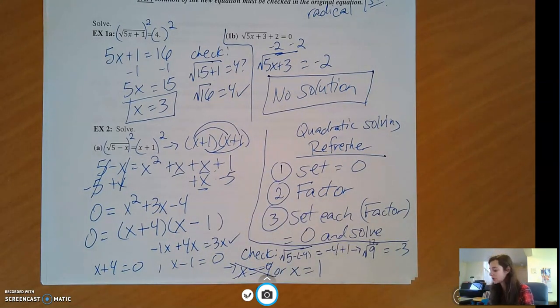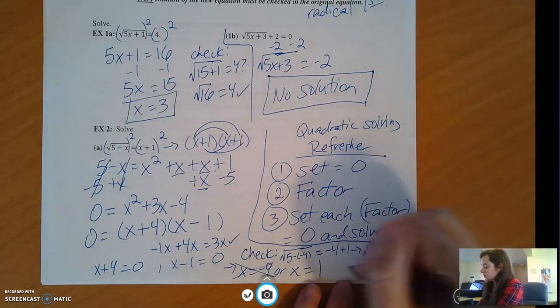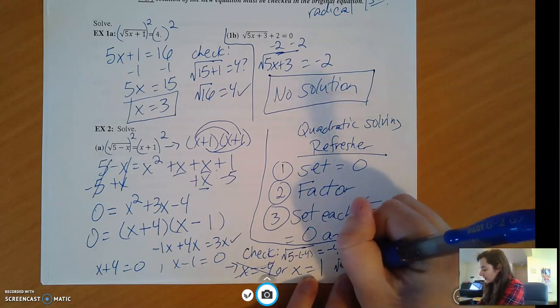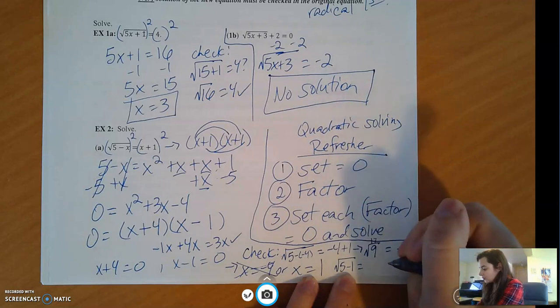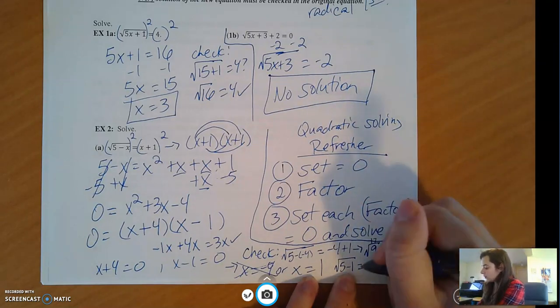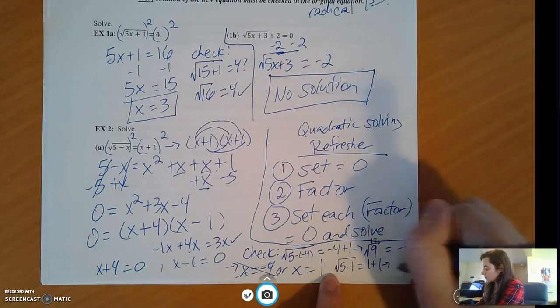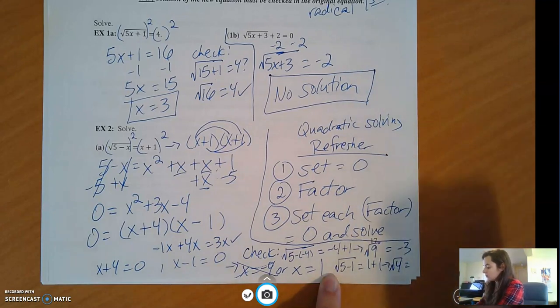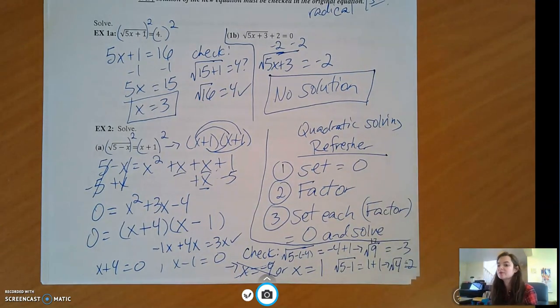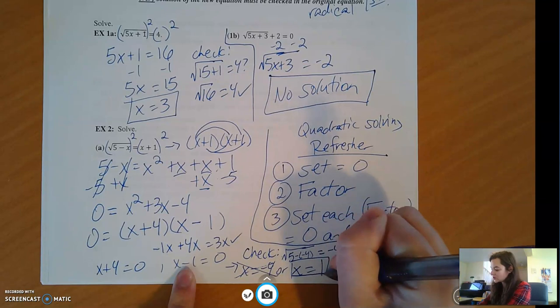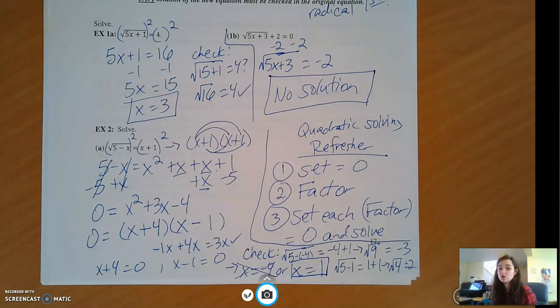Let's check 1 and make sure that 1 works. For x equals 1, I'm going to have the square root of 5 minus x, so 5 minus 1. And I'm going to see, does that equal x plus 1, so 1 plus 1. 5 minus 1 is 4, so I have the square root of 4. And 1 plus 1 would be 2. Is the square root of 4 equal to 2? Yes, it is. So that one actually does work. So we only have one answer for this one. It's x equals 1. Just to let you guys know, you can have 2 answers, that's a possibility. You can have no answers, that's a possibility. So it just depends on the problem.